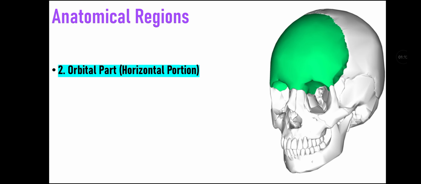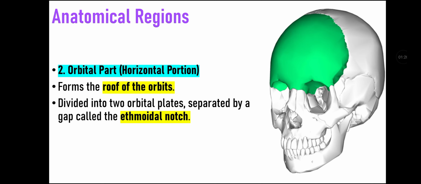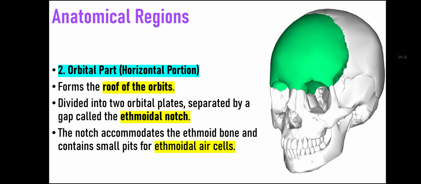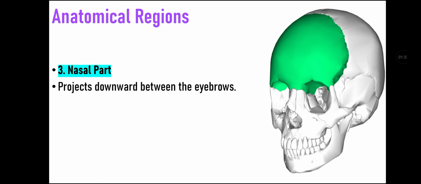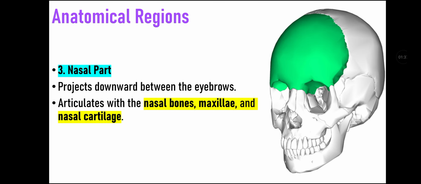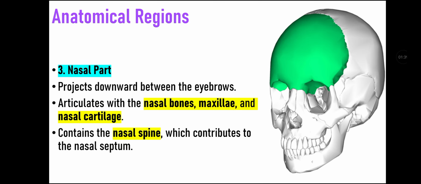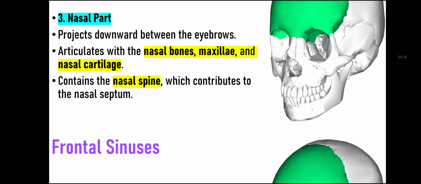The next anatomical region we have is the orbital part or horizontal portion that forms the roof of the orbit. It is divided into two orbital plates separated by a gap called the ethmoidal notch. The notch accommodates the ethmoid bone and contains small pits for ethmoidal air cells. The next anatomical region of the frontal bone is the nasal part that projects downward between the eyebrows. It articulates with the nasal bone, maxilla and nasal cartilage. It contains the nasal spine which contributes to the nasal septum.